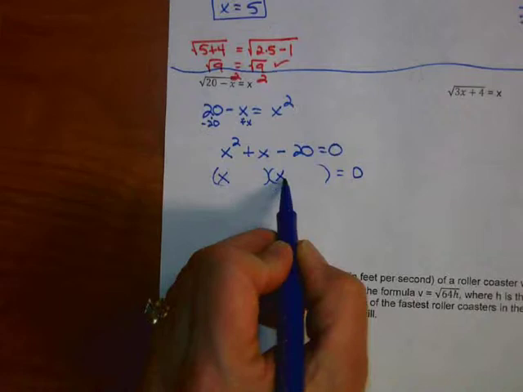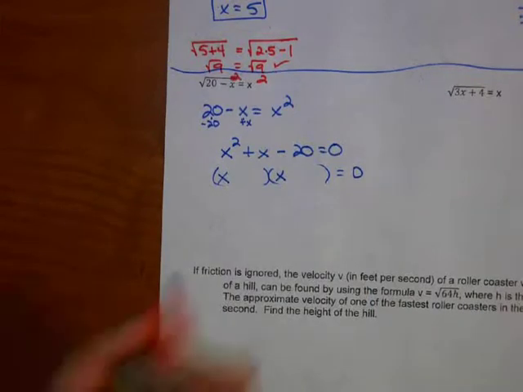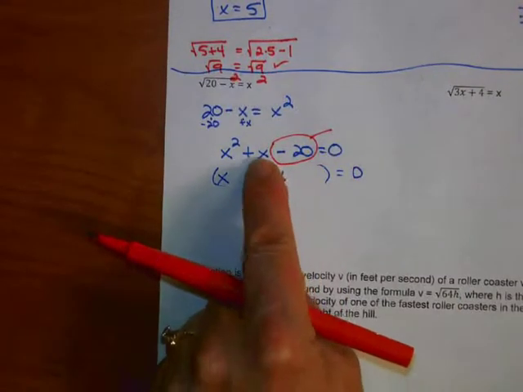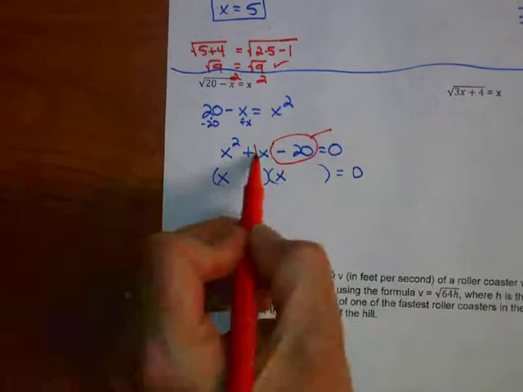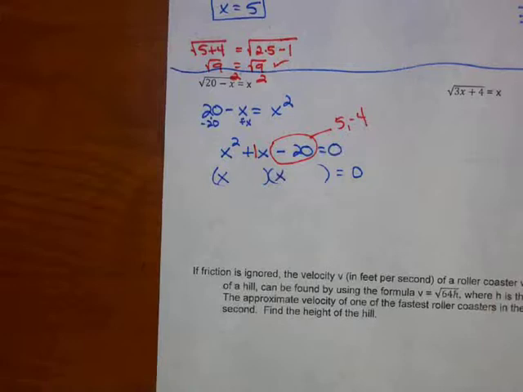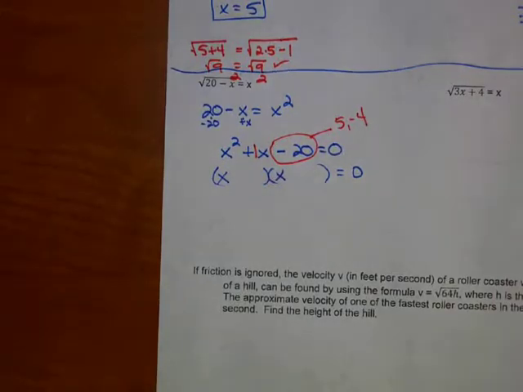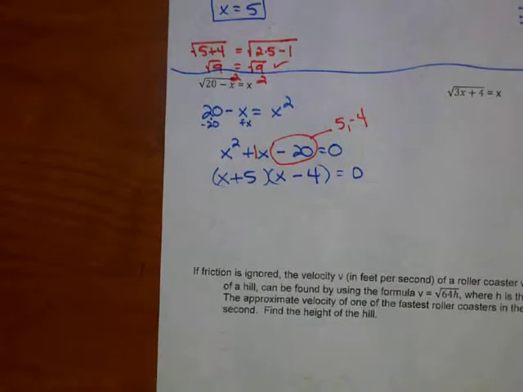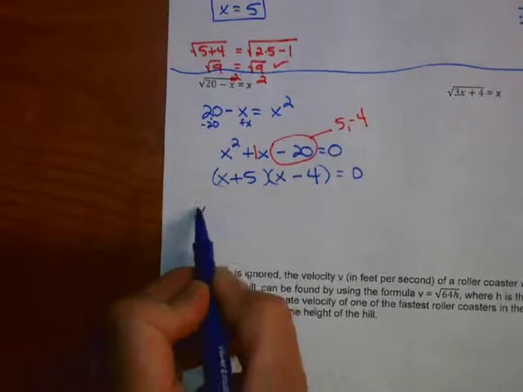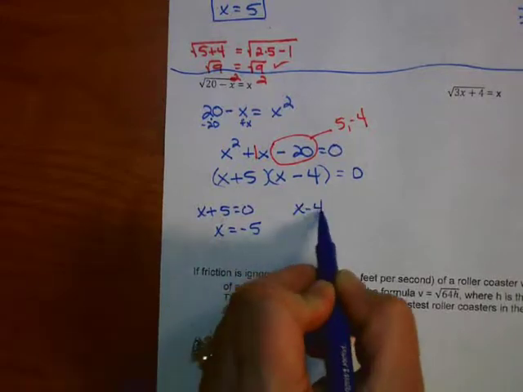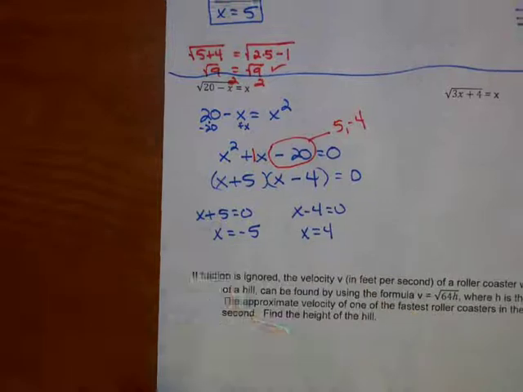Okay, in the beginning goes x and x, because that's got to be x squared. I'm going to look at negative 20, factors of negative 20 that add to 1. 5 and negative 4. So I'm going to add plus 5 and minus 4 here. Okay, if I set this equal to 0, I get x equals negative 5. If I set this equal to 0, I get x equals 4.